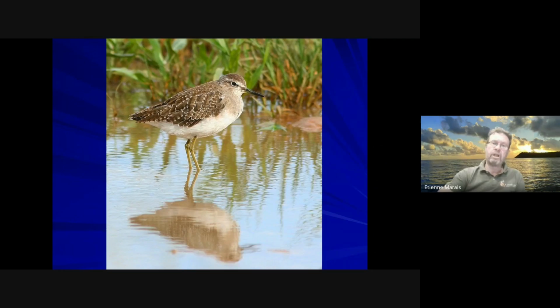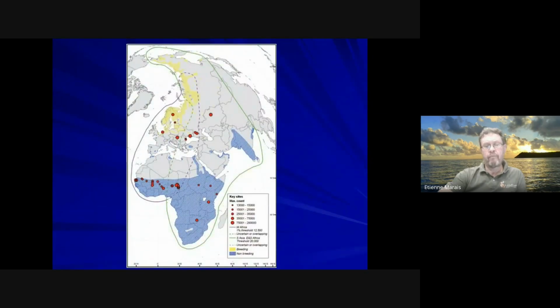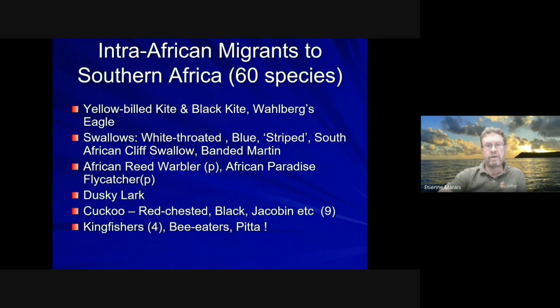Now, shorebirds are a little bit different. Even though they are non-breeding migrants, they seem to migrate much more quickly. So we start getting a lot of shorebirds like wood sandpiper quite early in the spring. And this is a map showing roughly the migration from the Palearctic into Africa, and just all the locations, because they tend to congregate in very large numbers in certain areas.